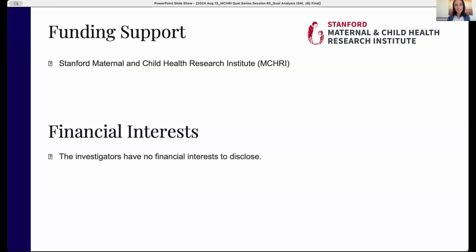As I mentioned, this project was funded by MCHRI. Very grateful for their community engagement grant and the amazing programming and support that that team has put together. And we have no financial interest to disclose.